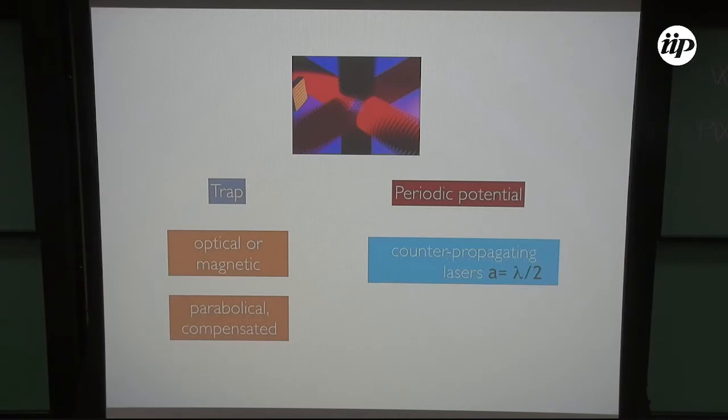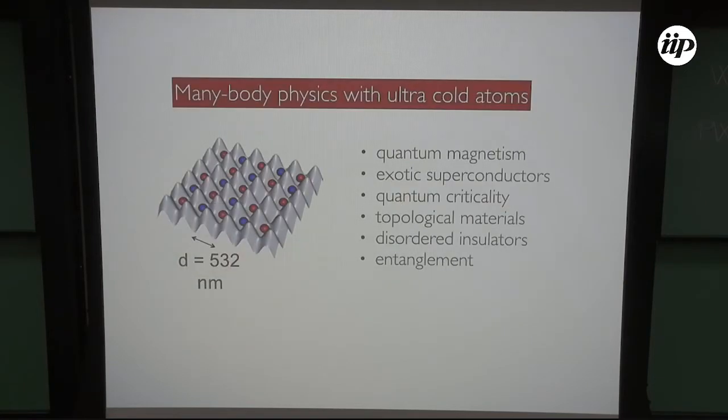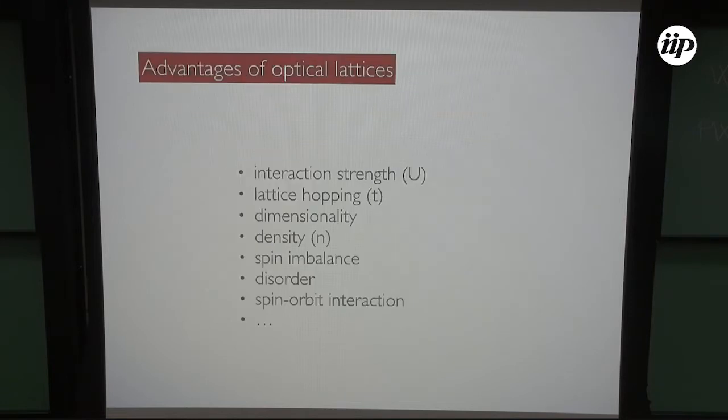So we heard about fermions trapped, but here on top of the trap, I want to address periodic potential that can be achieved by counter-propagating lasers. And the reason people like me who come from condensed matter theory want to do that is because we want to use this to explore many body physics that can be done with cold atoms. So quantum magnetism, exotic superconductors, topological materials, and many different things that can be studied in this platform.